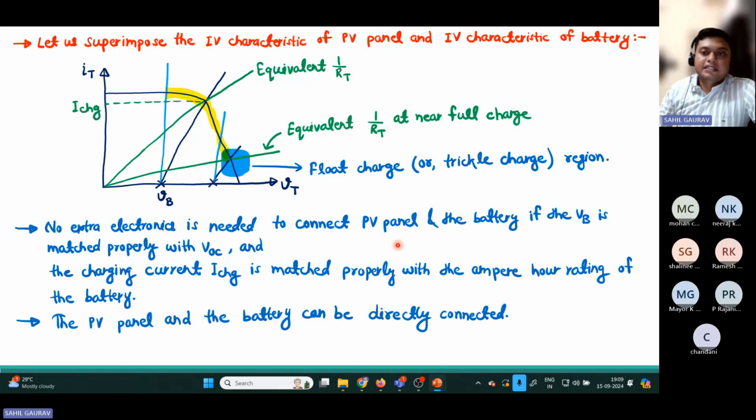As I have written here, the battery voltage should match properly with the open circuit voltage. It should be below the open circuit voltage of the PV panel, and the charging current should match properly with the ampere hour rating of the battery. Now, for this case, let us take one example.